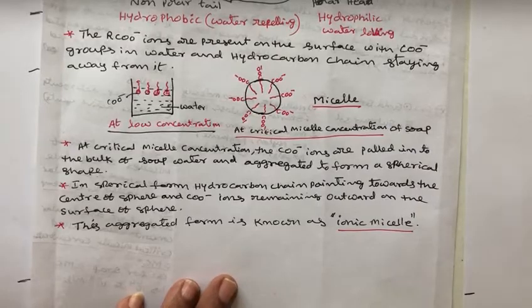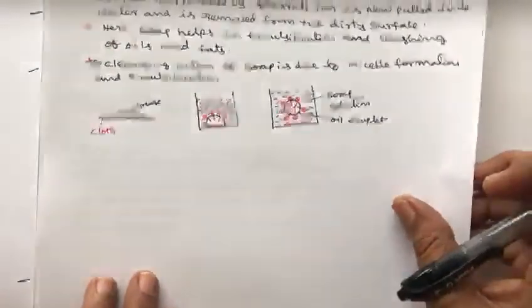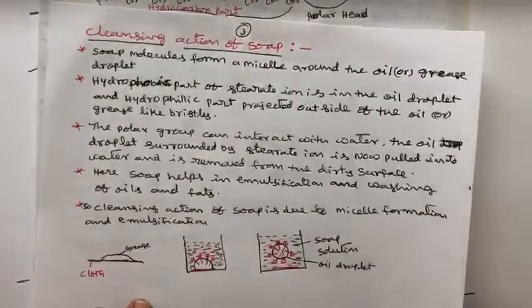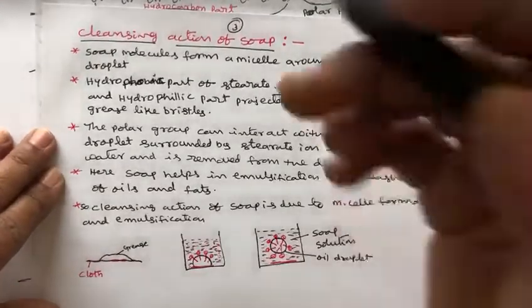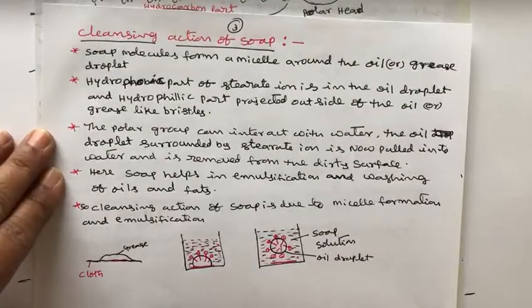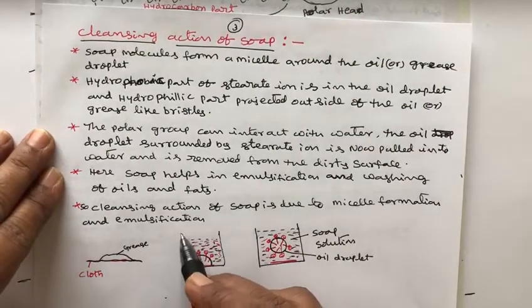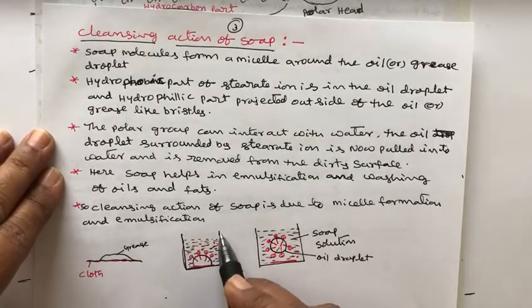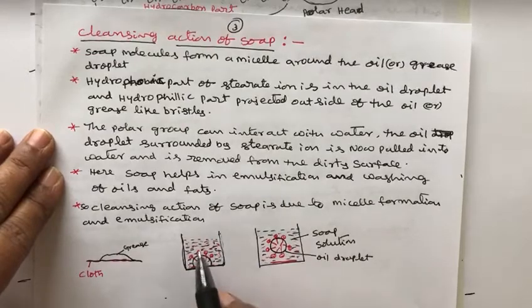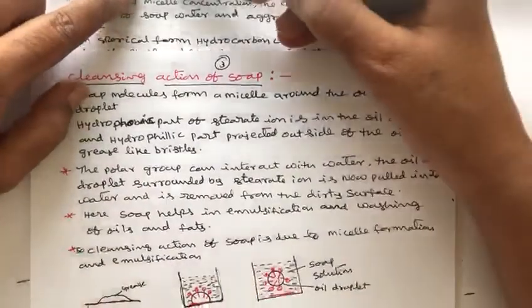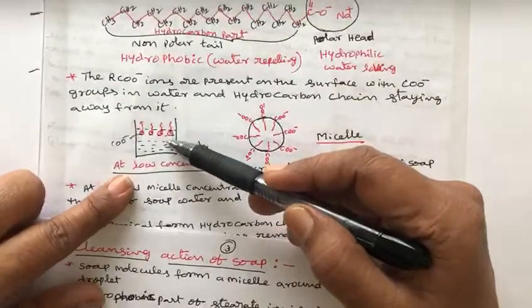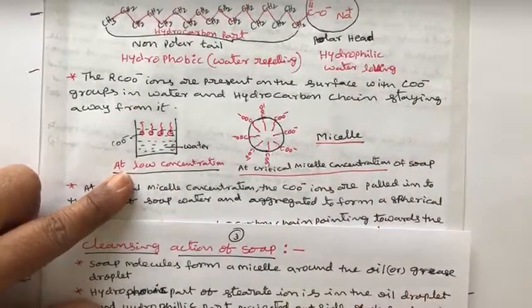Next, we are going to know about the cleansing action of soap. Now we take a tub and take soap solution in the tub. Usually the stearate ions are at the surface of the water.